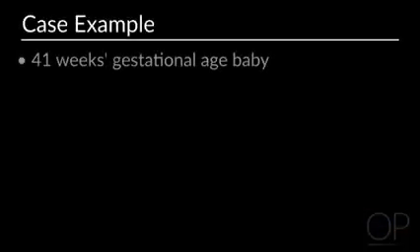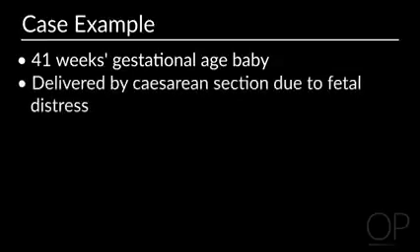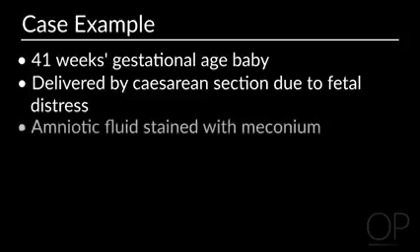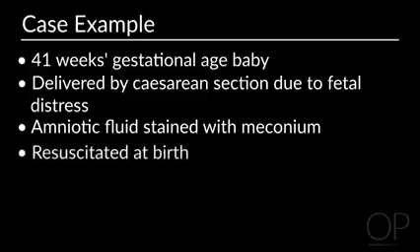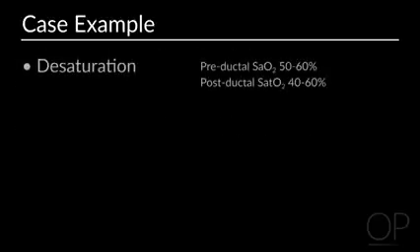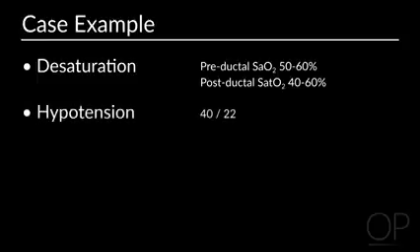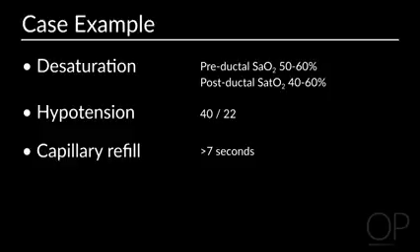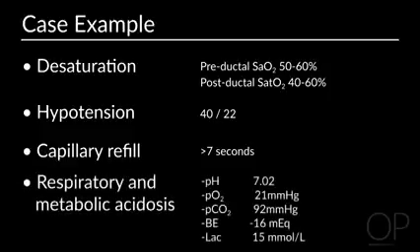We have a 41 weeks gestational age baby who was delivered by cesarean section because of acute fetal distress during labor. The amniotic fluid was stained with meconium, and the baby was resuscitated at birth. On ICU admission, she was extremely desaturated with hypotension, a capillary refill of more than 7 seconds, and a severe respiratory and metabolic acidosis.